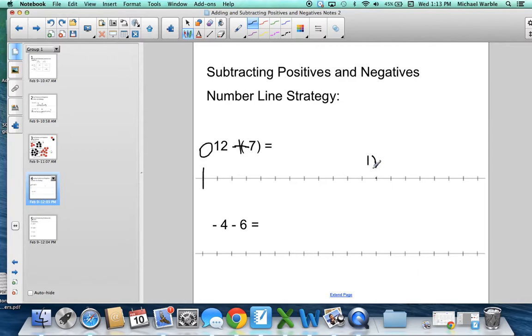And again, you're going to go a little bit further. You're going to jump up 7 from there. 3, 4, 5, 6, 7. And right here, I end up with 19.